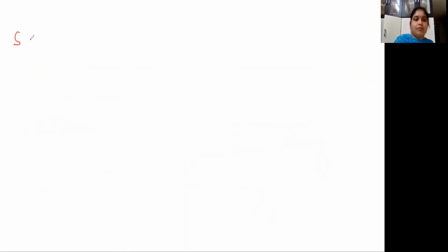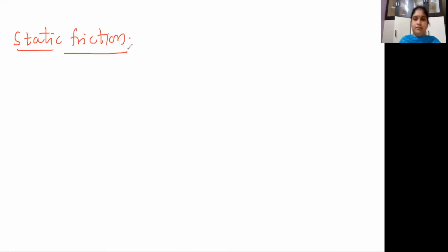Now we'll start with static friction. What is static friction? Static friction is the friction which comes into play when a body is at rest. That is when it is at rest, the friction which comes into play is called static friction. Let us take one illustration to understand. Static friction is also called a self-adjusting force. Now let us view this, children.